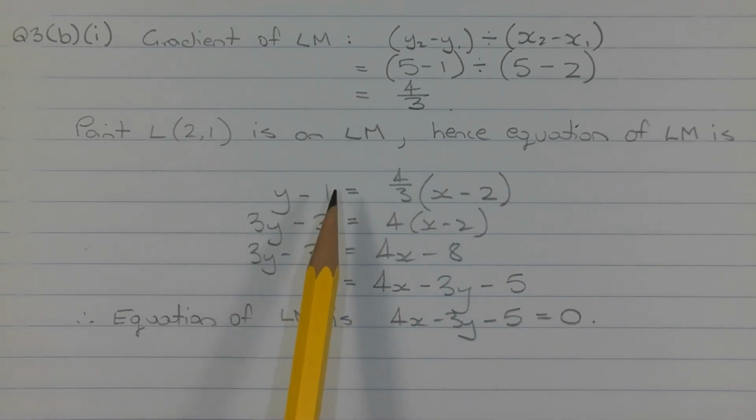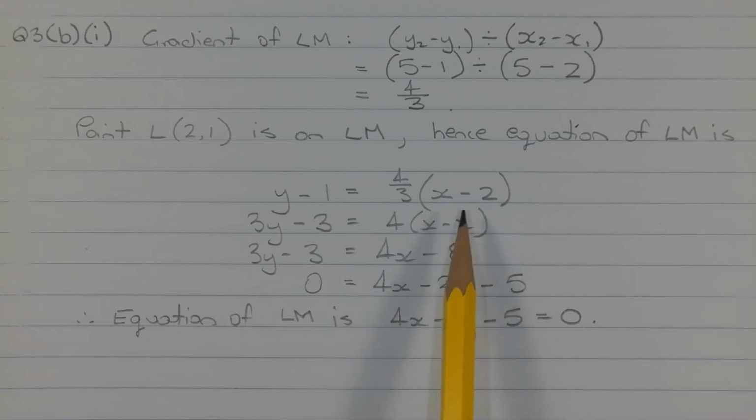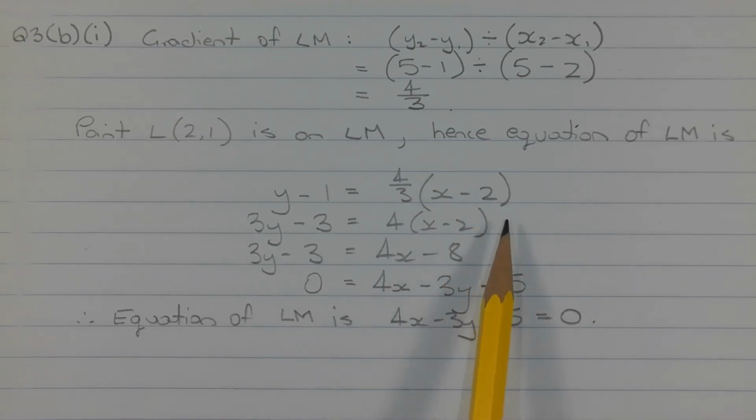Now we could multiply both sides by the denominator 3 to eliminate this denominator. So we get 3y minus 3 is equal to 4 times (x minus 2). Expanding the brackets on the right-hand side, we get 3y minus 3 equals 4x minus 8. Now I'm going to move the terms on the left-hand side over to the right-hand side. We want the equation in general form. We want the coefficient of x to be positive.